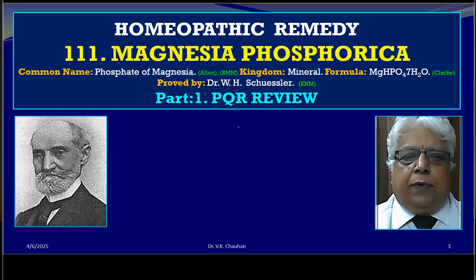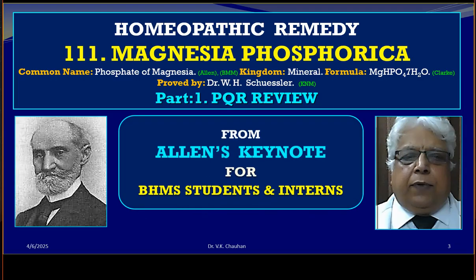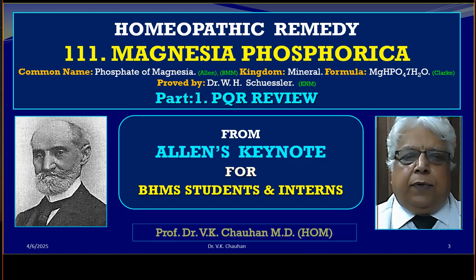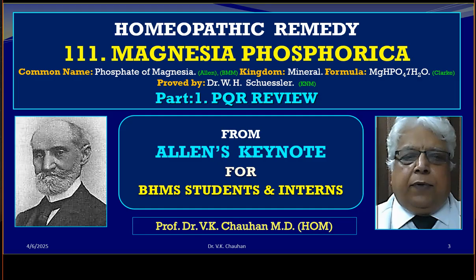Its common name is phosphate of magnesia and it belongs to the mineral kingdom and its formula is MgHPO4 7H2O. This remedy was proved by Dr. W. H. Schussler. Here we are dealing with part 1, PQR review, and the text is being taken up from Allen's keynote, and this is a very good revision for BHMS students, interns, house physicians and professionals at large.